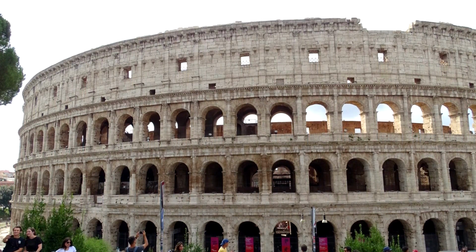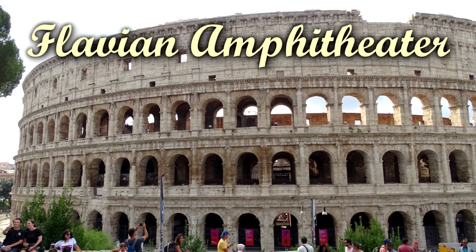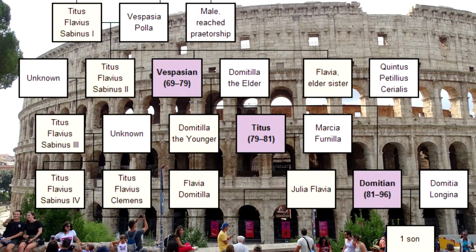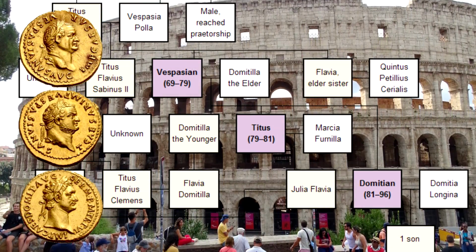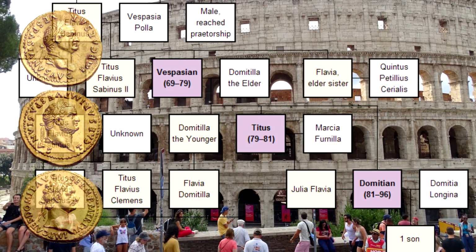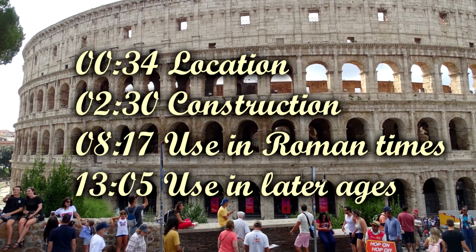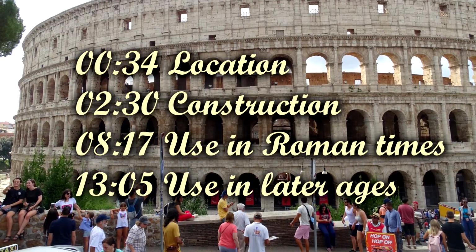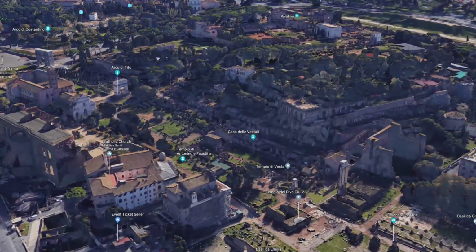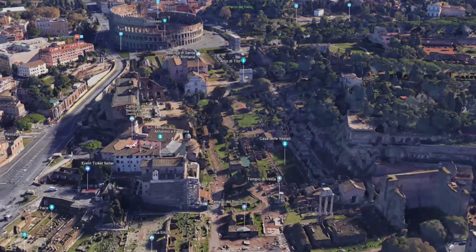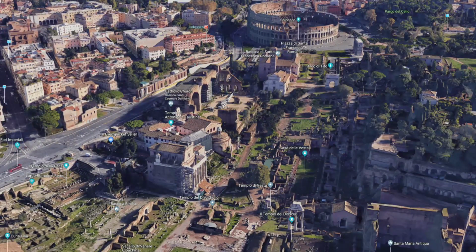It is lesser well known as the Flavian Amphitheater, which is actually the official name, named after the Flavian dynasty, which built the amphitheater. So in this video we will take a look at the history of its location, construction and use. Starting with the location, the Colosseum is situated just east of the Roman Forum, which was seen as the center of ancient Rome.